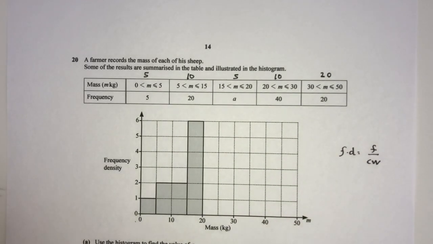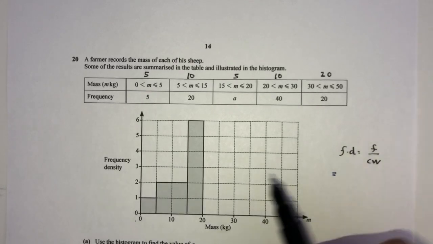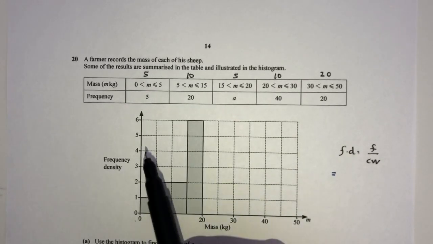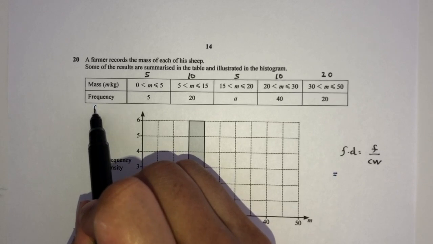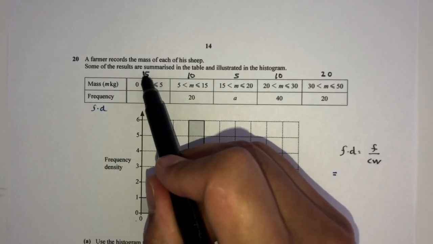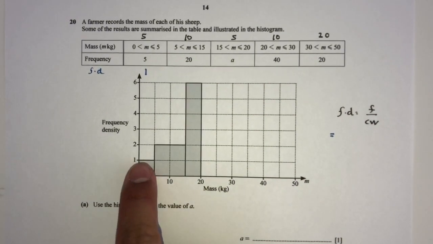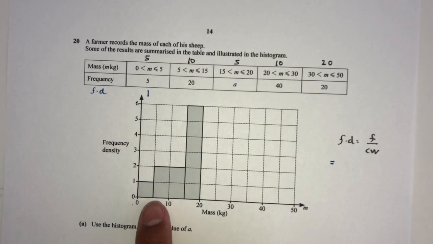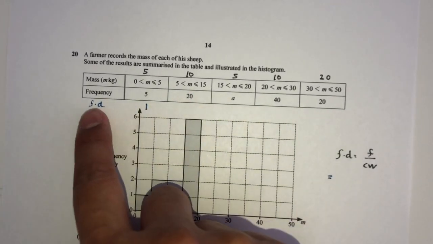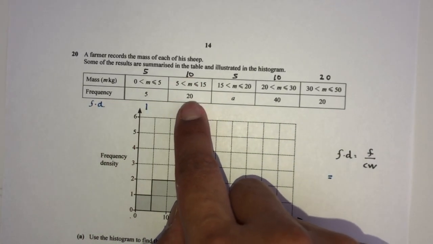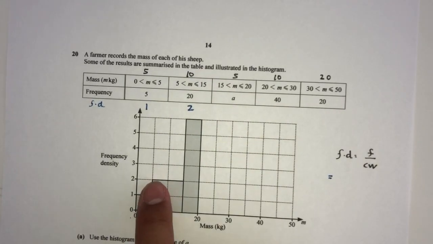Now, how do you find this? We replace. We understand that in these cases they are given to you. So for the first group of 0 to 5, the frequency is 5. Frequency density is frequency divided by class width, so 5 divided by 5 is 1. As you can see, for 0 to 5, the height is only 1. From 5 to 15, the frequency density is frequency divided by class width, so 20 divided by 10 should be 2. So the height is 2.